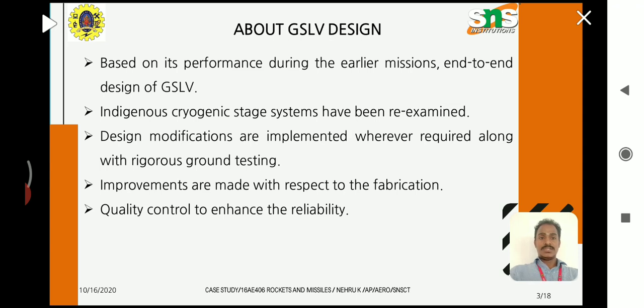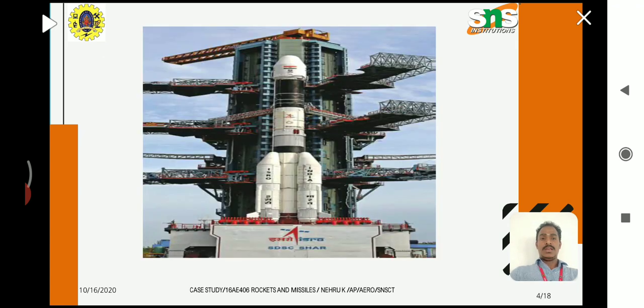The indigenous cryogenic stage system has been re-examined. They have already worked on the cryogenic stage, and the problems are rectified for the next mission. Design modifications are implemented wherever required, along with rigorous ground tests. So the design modifications are done during the ground test, and improvements are also made with respect to the fabrication process or the machining process, and quality control to enhance the reliability of the GSLV.